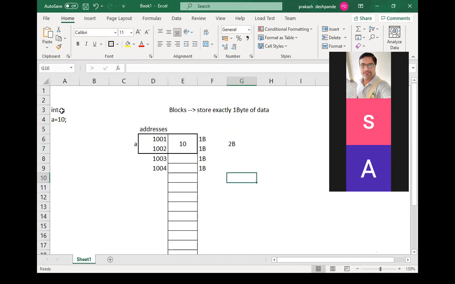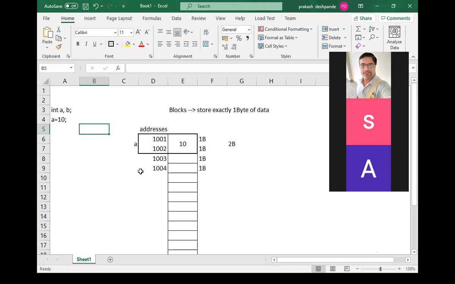Now assume that a programmer writes one more statement here. He could have written a and then b. He has declared two variables, int a comma b. Now tell me what may happen. Two variables are declared, so what is the implication of this on the computer memory? There are two variables, a and b, of the integer data type, and each of these variables requires 2 bytes of memory, right?